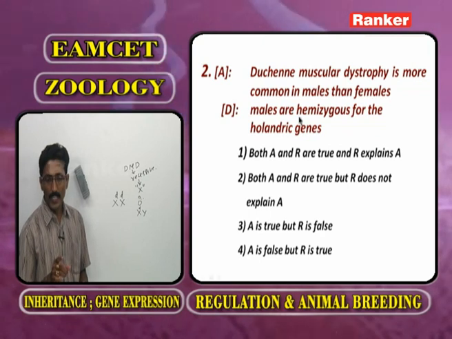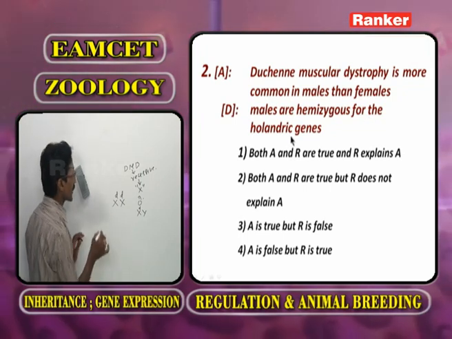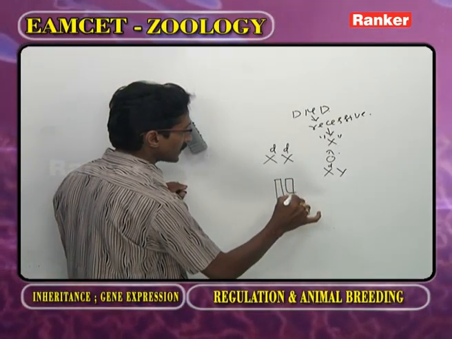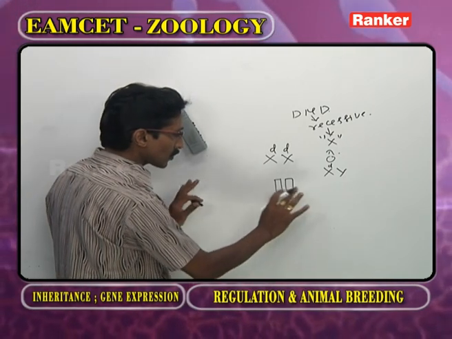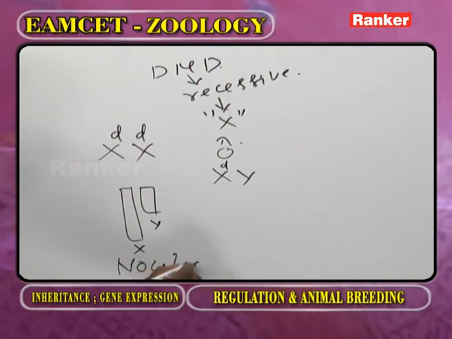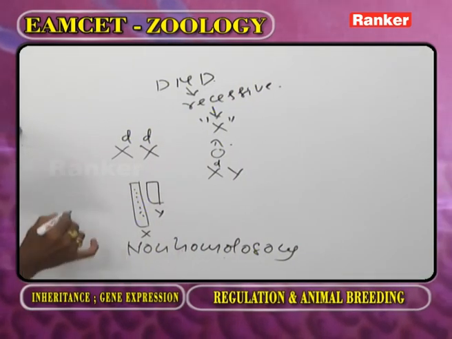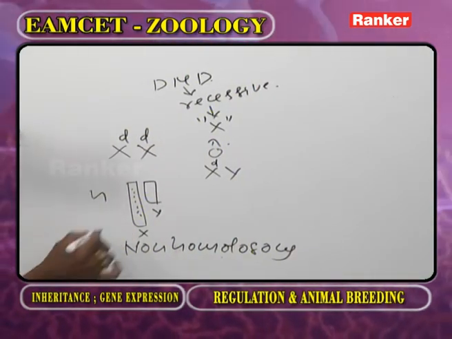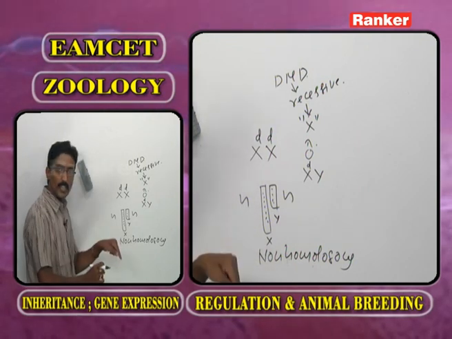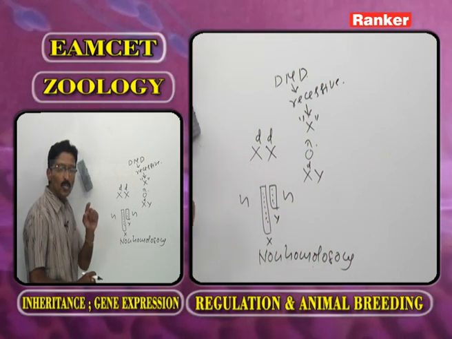And the reason: the males are hemizygous for Holandric genes. Now as we observe the male parent, this is the X chromosome and this is the Y chromosome. X and Y chromosomes are separate. They are called non-homologous. The genes present on the X chromosome are haploid, the genes present on the Y chromosome are haploid. Haploid is also called hemizygous. The haploid genes present on the Y chromosome are technically called Holandric genes.